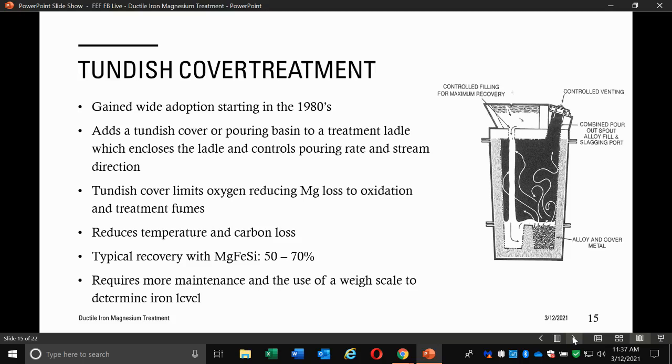The final ladle treatment is a tundish cover, which gained popularity starting in the 80s. This method adds a tundish or pouring basin to the top of a sandwich treatment ladle, which controls pouring rate and stream direction, as well as limiting oxygen inside the ladle. So less oxygen in the ladle means lower magnesium loss to oxidation and less treatment fumes. The cover also reduces temperature and carbon losses. This method has the highest typical recovery of the ladle methods, but requires more maintenance.